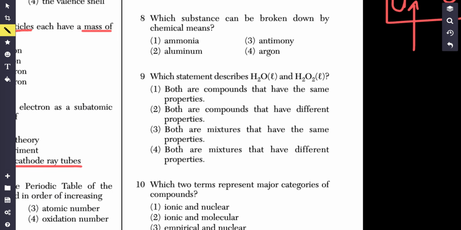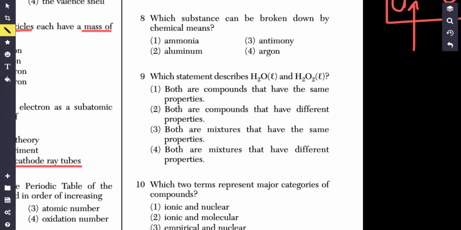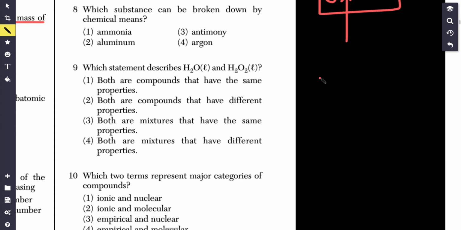Which substance cannot be broken down by chemical means? Any substance that cannot be broken down by chemical means, that's an element. Elements cannot be broken down any further.